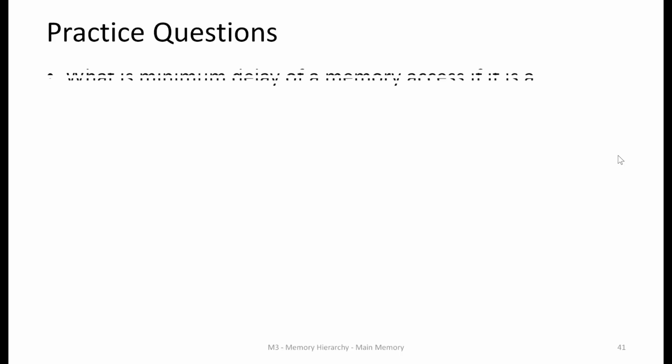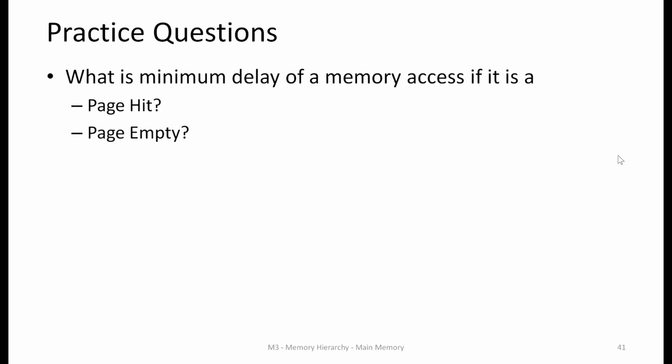A few practice questions. What is the minimum delay of memory access for a request which is a page hit? It would be the tCAS delay. If it is a page empty, the minimum time we need is tRCD plus tCAS. If it is a page miss, then we need to send a precharge too. So it would be tRP plus tRCD plus tCAS.